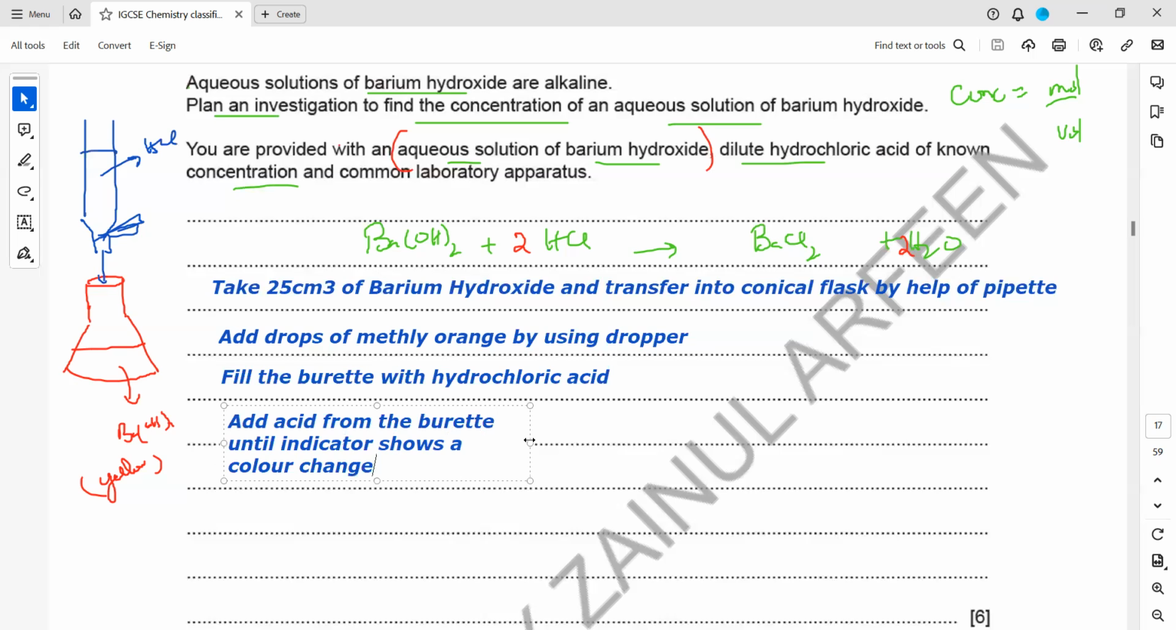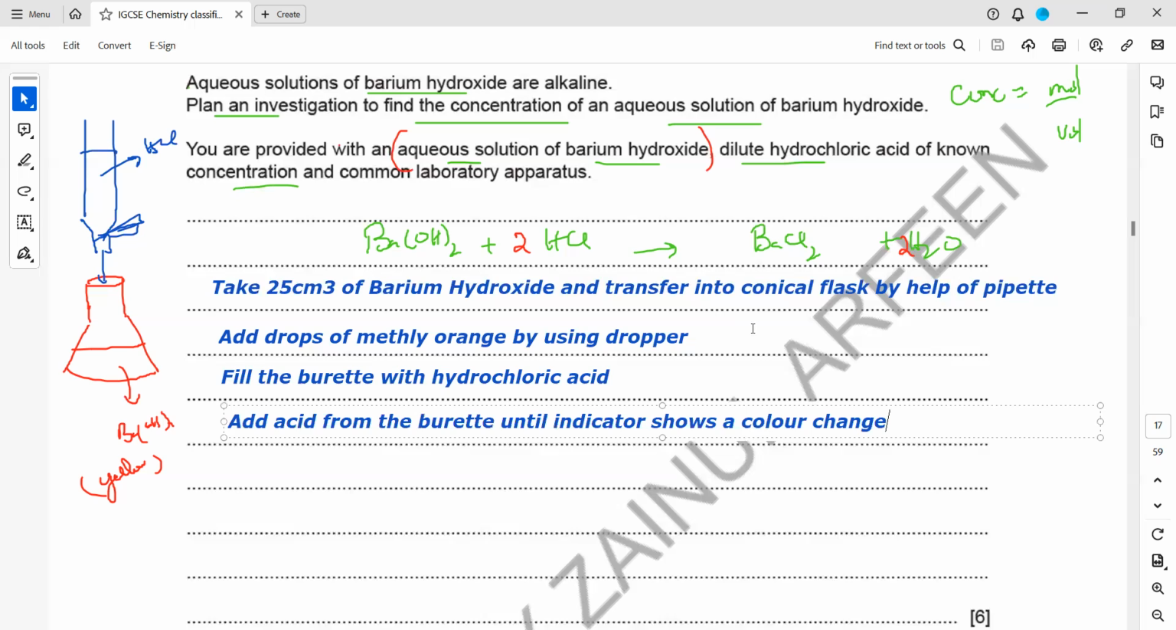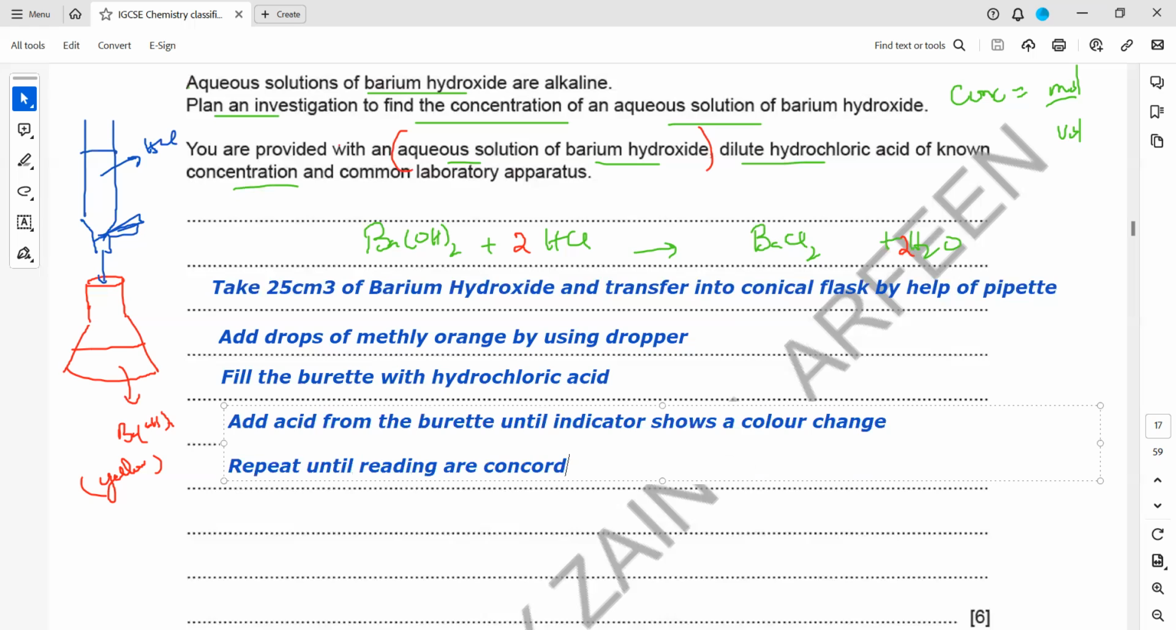Whenever you're doing an experiment, a one-time experiment may not be accurate. So we will repeat the experiment until we have two concordant readings, or until the readings are concordant to 0.2. Like the difference between the two values is plus or minus 0.2, either 0.2 more or 0.2 less. That time we will stop.